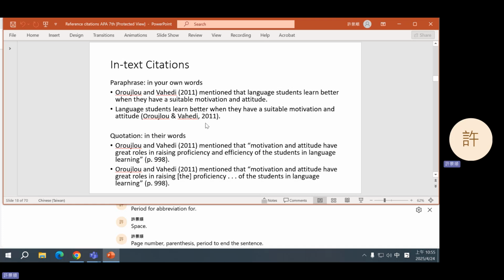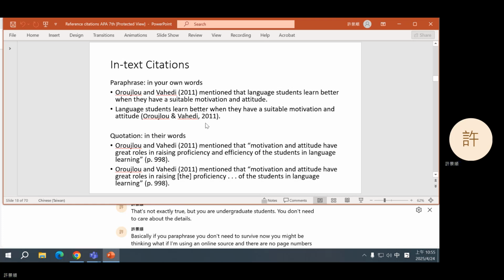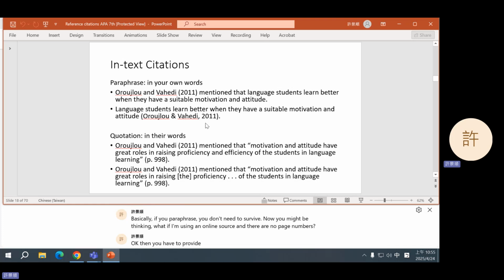You can see why most of the time you will only paraphrase. If you paraphrase, you don't need to provide a page number. That's not exactly true, but you are undergraduate students, you don't need to care about the details. Basically, if you paraphrase, you don't need to provide a page number. Now you might be thinking, but what if I'm using an online source and there are no page numbers? Okay? Then you have to provide the name of the section.